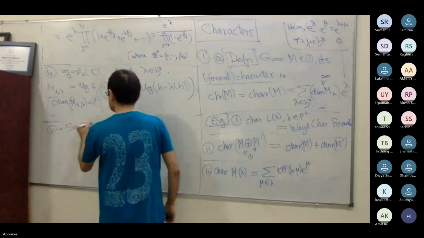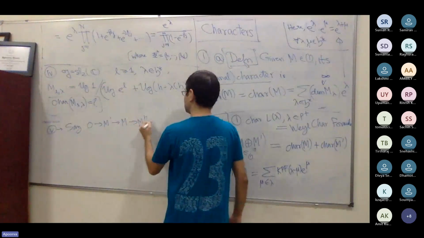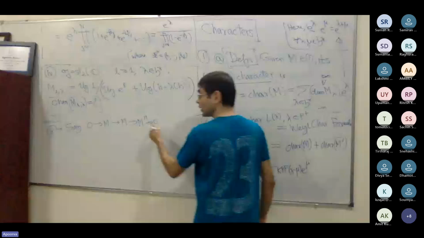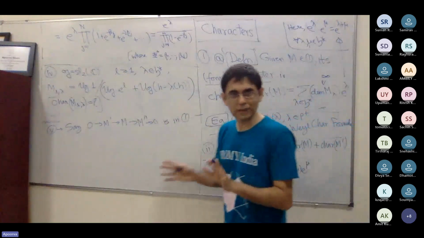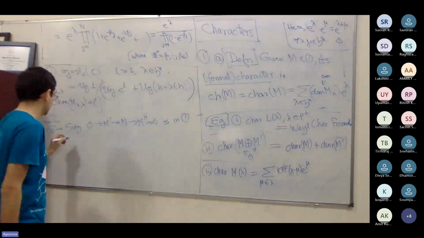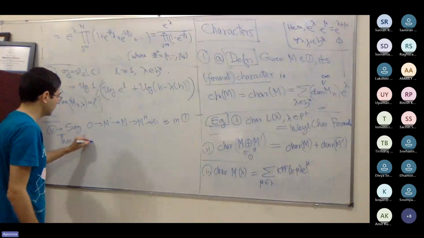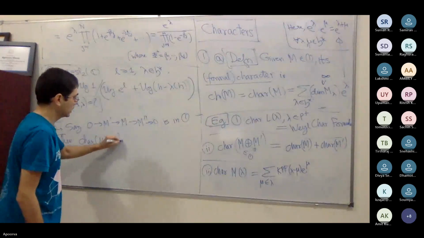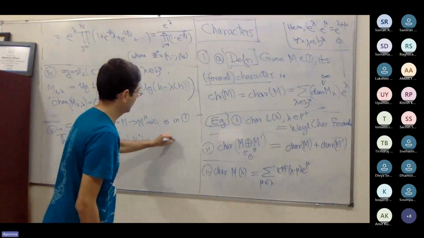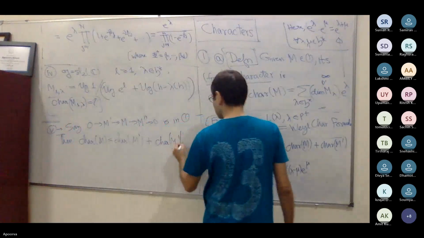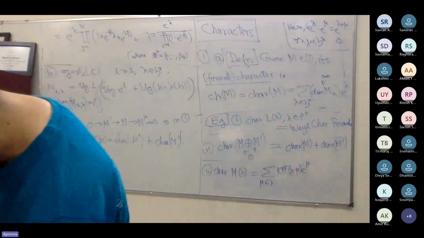Say 0 to M prime to M to M double prime, as usual. But suppose this short exact sequence is in O. So now I know that my middle object is also h semi-simple, therefore all the other axioms hold. Then again you can do the same thing. You can check that the character of M is equal to the character of M prime plus the character of M double prime. Okay. As a result of that, we can now answer question 4.